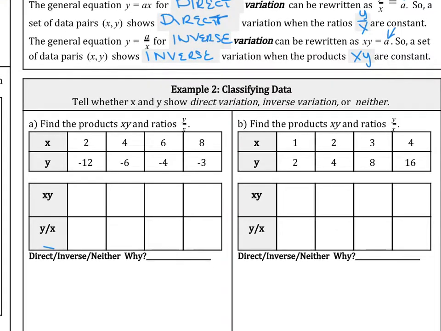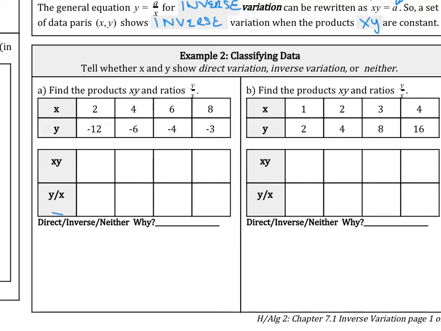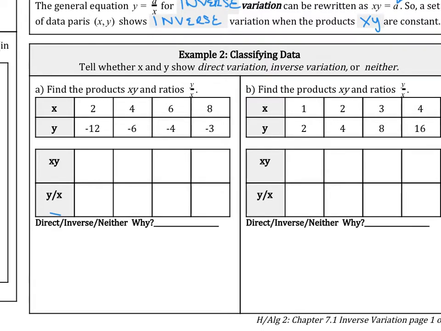So here we want to tell whether x and y show direct, inverse, or neither. So we're going to find the products x times y and the ratios y over x to see whether these are direct, inverse, or neither. Let's take a look at the first example. x times y, 2 times negative 12, that is negative 24. Negative 6 times 4 is also negative 24. This is also negative 24, and this is also negative 24.